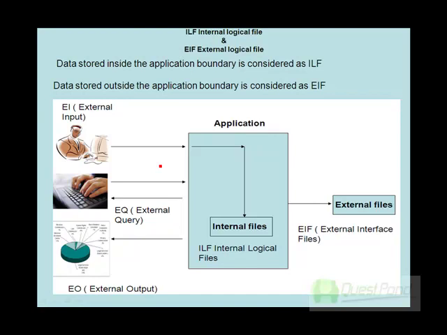So the internal application boundary and the external application boundary are very important when you start doing estimation, because if you are not clear about those boundaries, then you can mess up the estimation. One of the two important things which helps to segregate your data are the ILF and EIF. Now if the data is inside the control of the application, or inside the application boundary, then it is termed as ILF, and if the data is outside your application boundary, then it is termed as EIF.